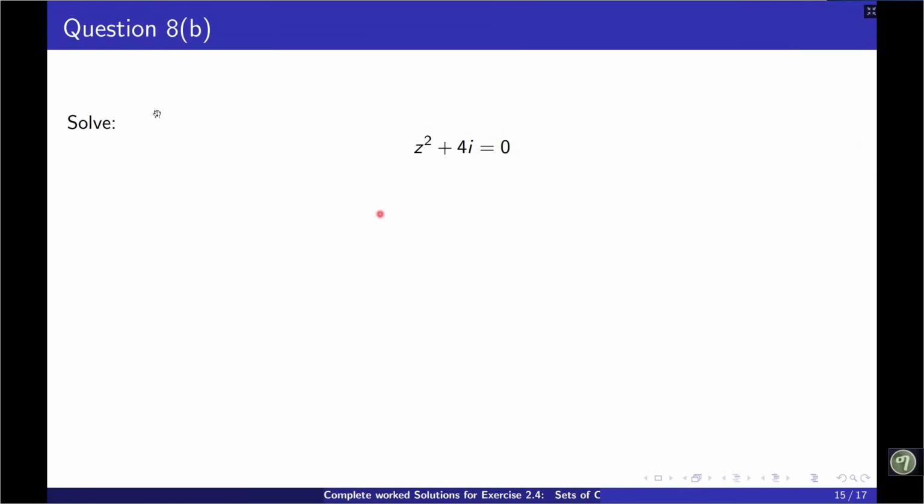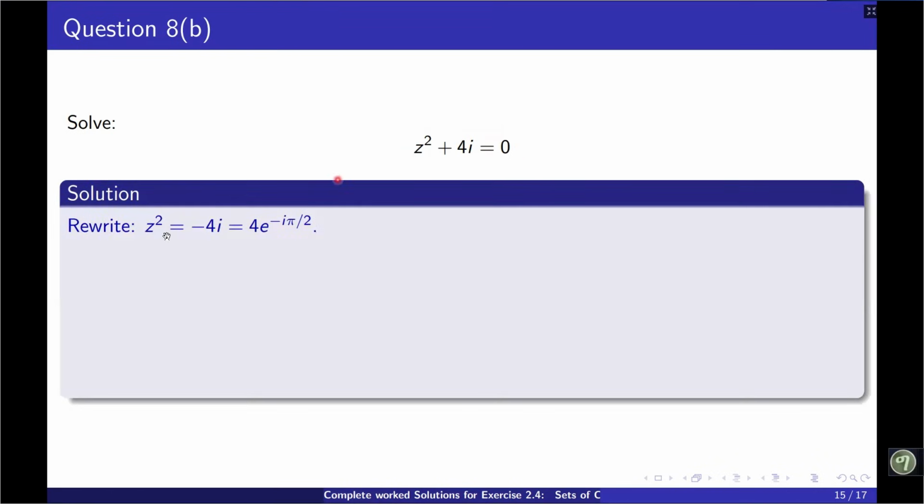The next one, question 8b. Again, it is solving this equation: z squared plus 4i is equal to 0. To have a solution for this one, let us take the 4i to the right side, and it becomes z squared is equal to minus 4i, which is equal to 4 times e to the power of minus i pi over 2 in the Euler form. Because here the real part is 0, the argument is minus pi over 2, and r is the square root of minus 4 squared, that is 4.